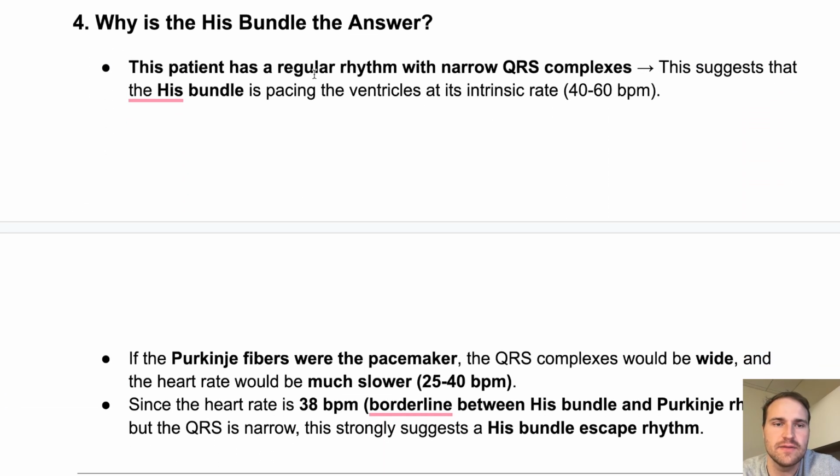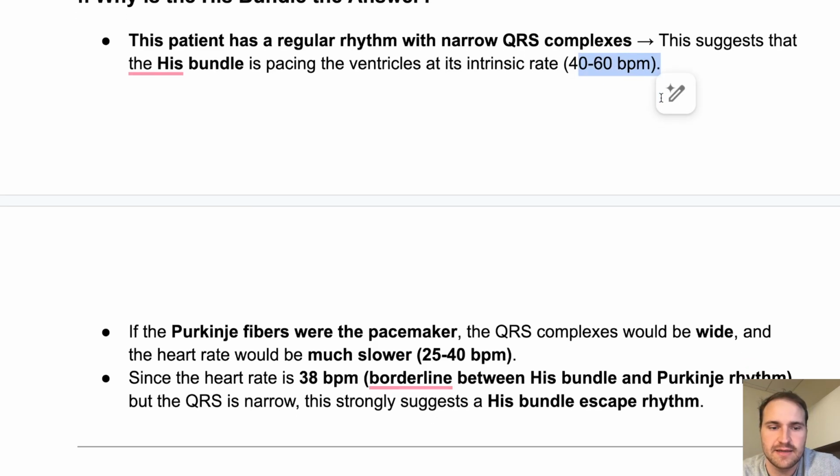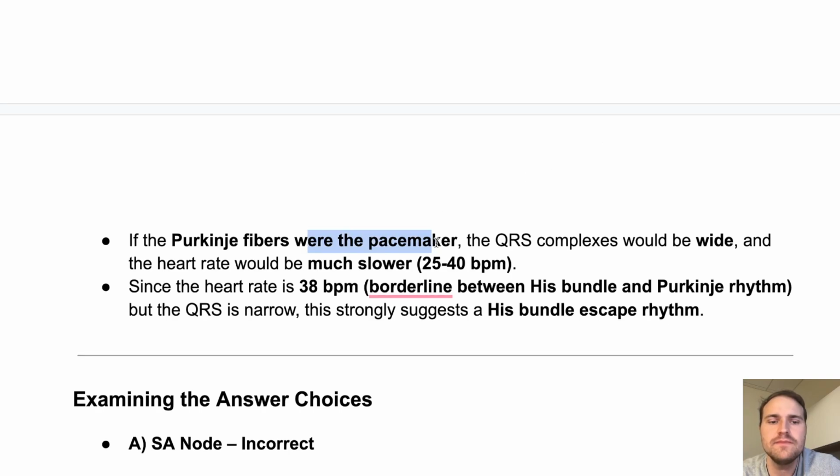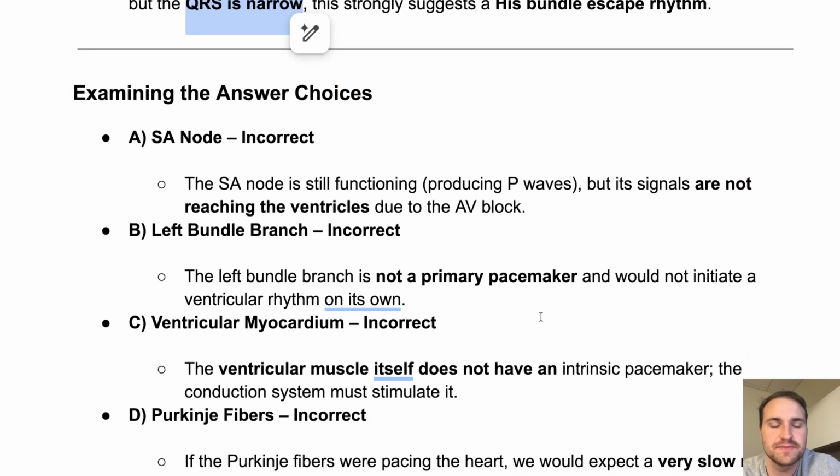And so the His bundle is the correct answer, because it sets the pace of the ventricles at the intrinsic rate of 40 to 60. And Purkinje fibers, if those were the pacemakers, then the QRS would be wide and it would be much slower. And it's borderline between the two of them, but the important thing is that the QRS is narrow. And if the QRS is narrow, then it's going to be the His bundle escape rhythms.